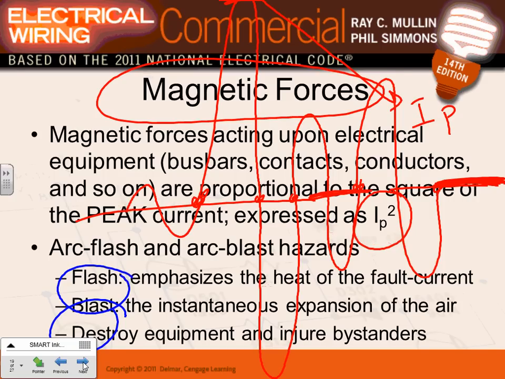So these two values, the peak as well as the thermal, will decide how much arc flash, arc blast is going to come out of this panel. Any comments, any questions? So look what that does to you. The bus bars, the contactors, the conductors, all of these will be under a lot of stress, magnetic stress, because of the short circuit.